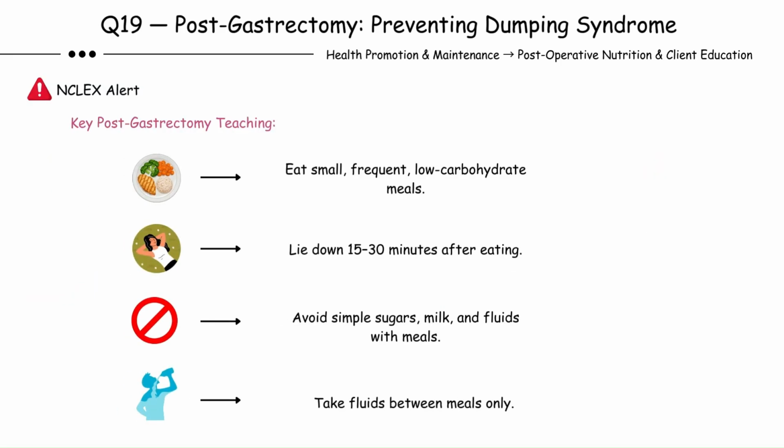NCLEX alert. To prevent dumping syndrome after gastric surgery, remember these pillars: small, frequent meals, low carbohydrate intake, avoid simple sugars and milk, lie down for 15 to 30 minutes after eating. Fluids between meals, not with meals. Dumping syndrome is all about controlling volume and pace.